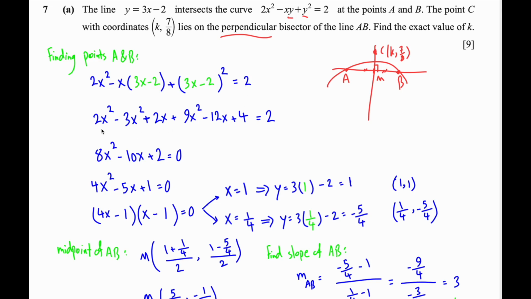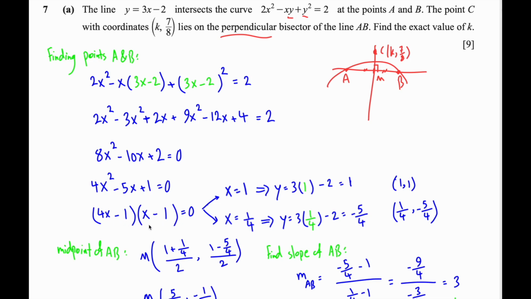You tidy up, you add up the x squared terms together, the x terms as well, and bring this constant over here. 4 minus 2 becomes positive 2, equal to 0. And this is a quadratic equation, which is going to lead us to two distinct answers. You can start by dividing everything by 2. You get 4x squared minus 5x plus 1. What I did here is I used the factorization method. This is a very easy quadratic equation to factorize. You can use any other method to find the answers.